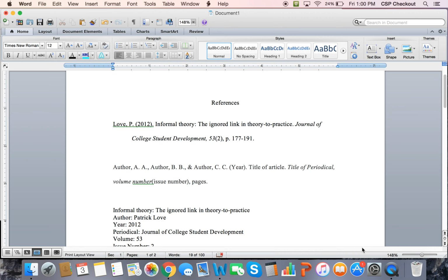Once again, you can follow all that on Purdue OWL. When it comes to looking at the sources and the format, it's really easy doing it that way.